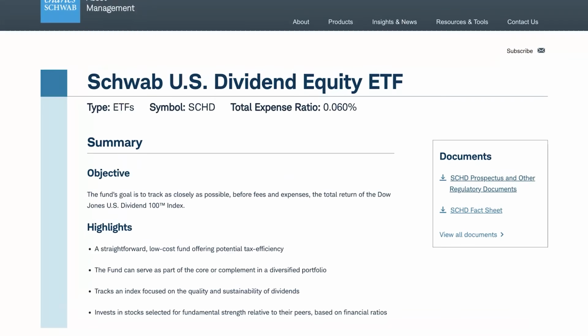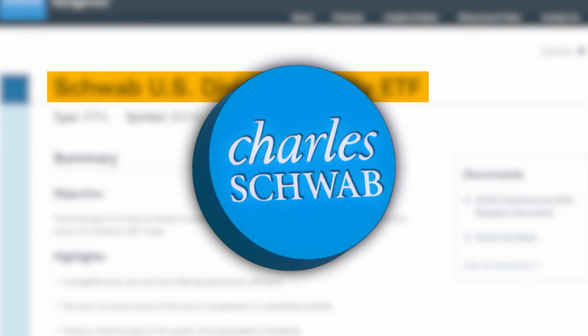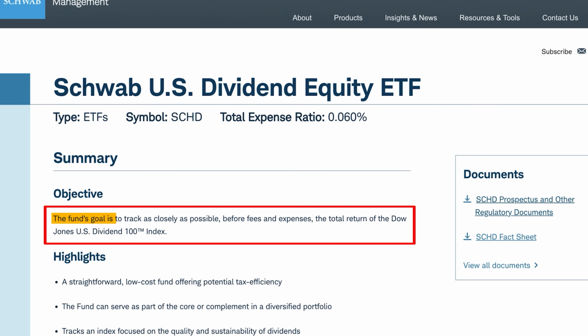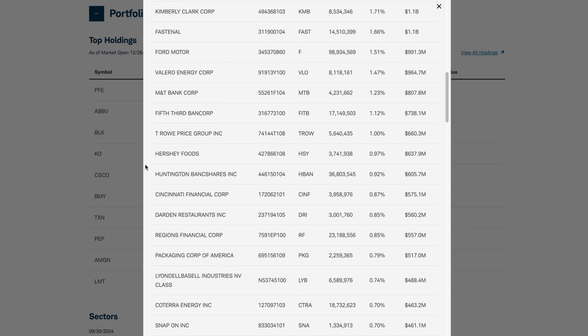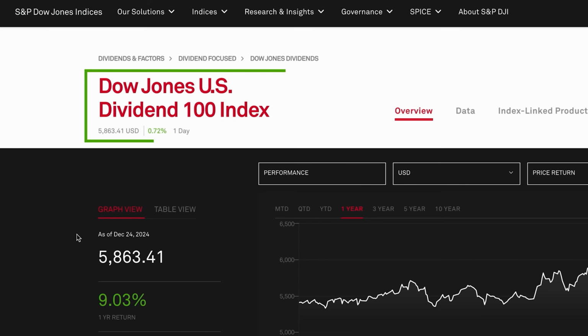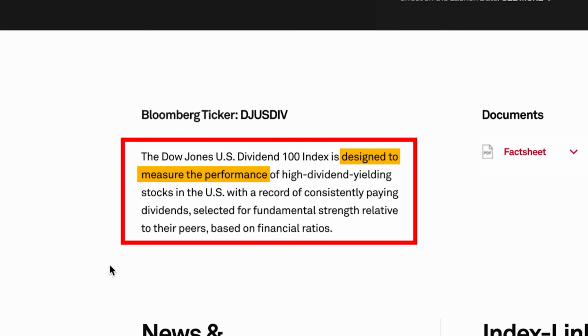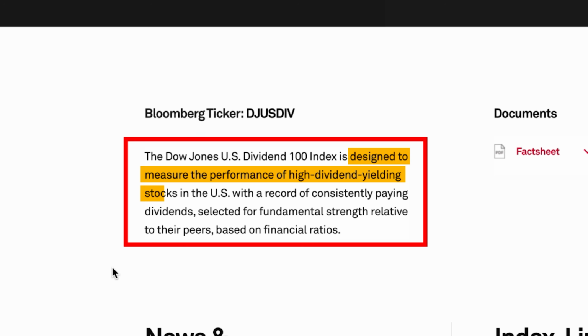Now, SCHD is short for the Schwab US Dividend Equity ETF that is managed by the company Charles Schwab, where the fund's goal is to track as closely as possible the total return of the Dow Jones US Dividend 100 Index. And the reason for 100 being in the name is because SCHD contains 100 companies that you can get exposure to all within one purchase. In fact, the index specifically states that it is designed to measure the performance of high dividend yielding stocks in the US with a record of consistently paying dividends.